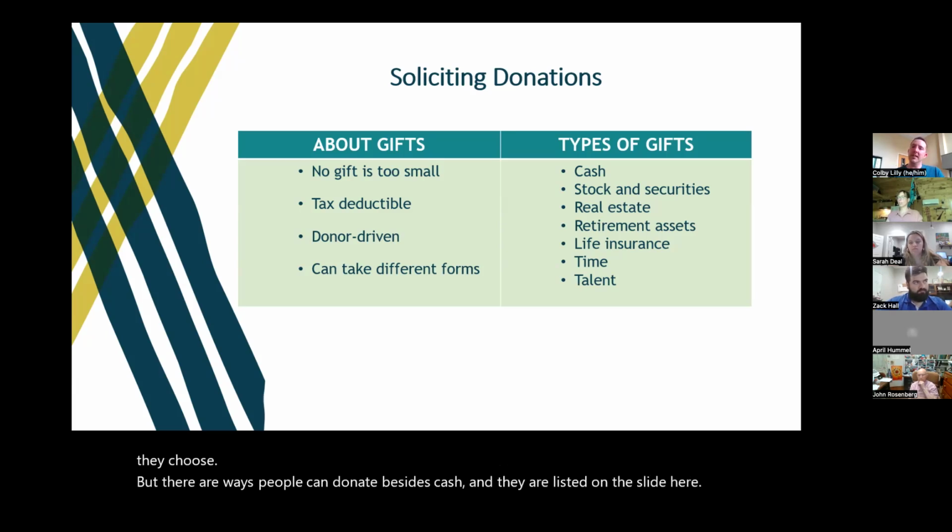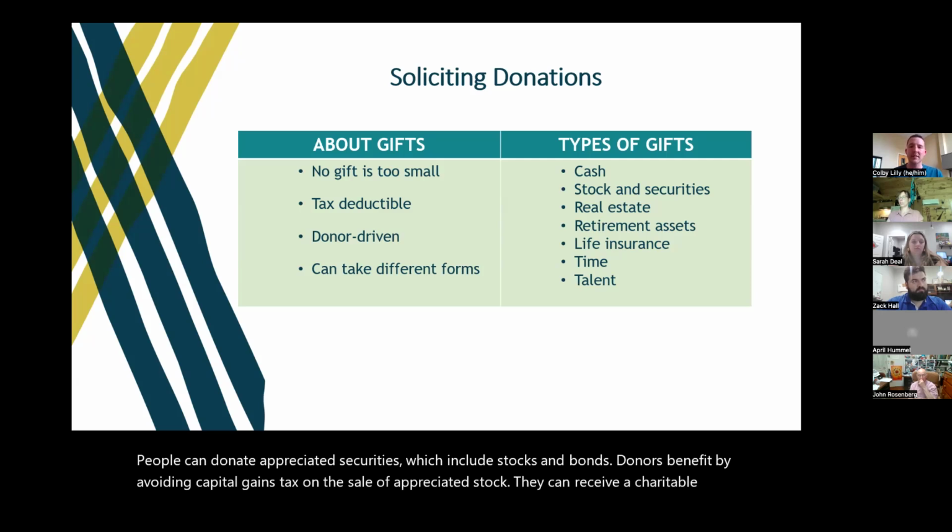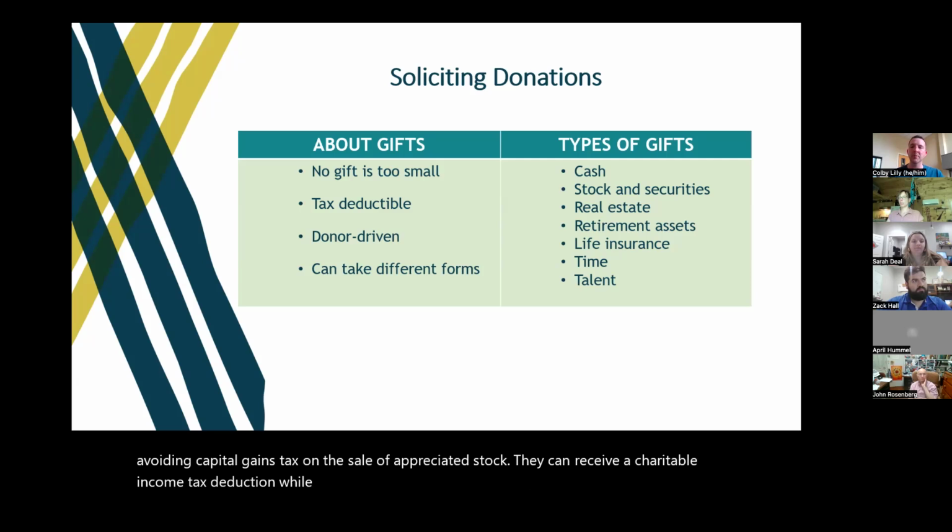People can donate appreciated securities, which include stocks and bonds. Donors benefit by avoiding capital gains tax on the sale of appreciated stock. They can receive a charitable income tax deduction while providing resources for their home community.